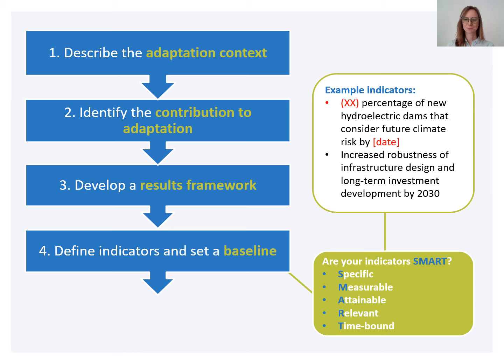Okay, let's look at it together. So again, the indicator is increased robustness of infrastructure design and long-term investment development by 2030. So is it specific? Yes, it's specific. Is it measurable? Not really. How do you measure if something has increased robustness? We need to rewrite it a little to have more detail. Is it attainable? Yes, it's attainable to have infrastructure design, long-term investment, development more robust. Is it relevant? Yes, it's relevant to our context. And is it time-bound? Yes, because we have that by 2030. So it could be rewritten to just add a few more details. So increased robustness meaning, and then define what's meant by robustness and make it more measurable of infrastructure design and long-term investment development by 2030.